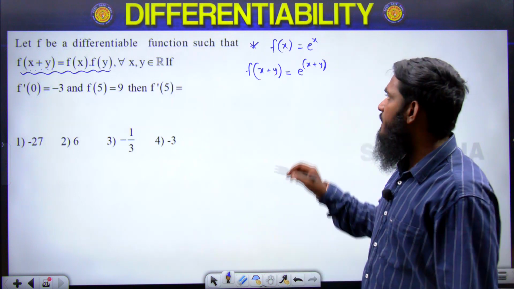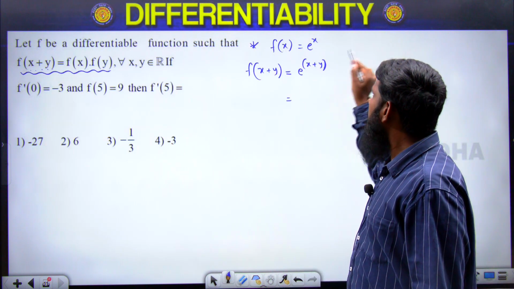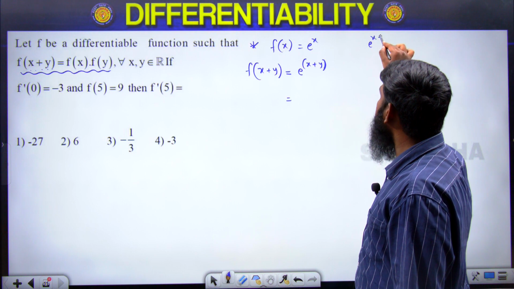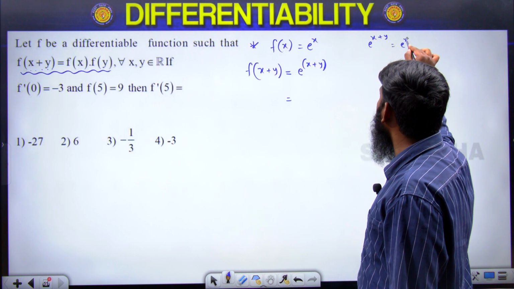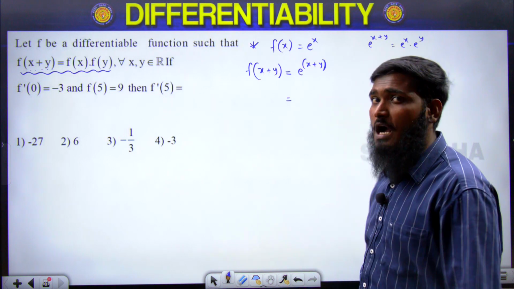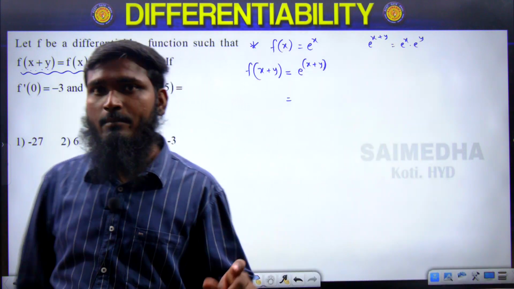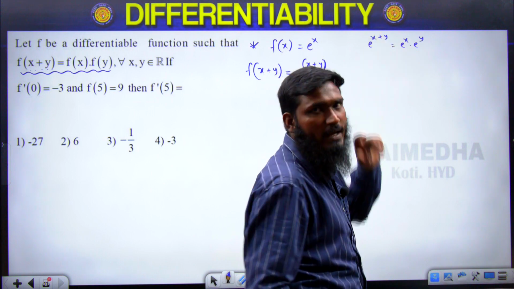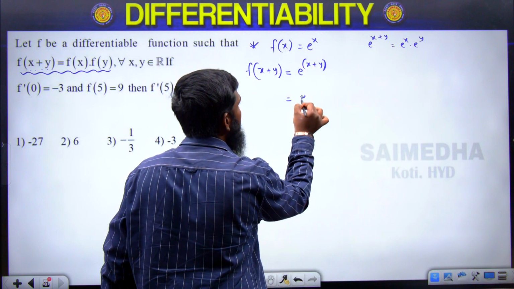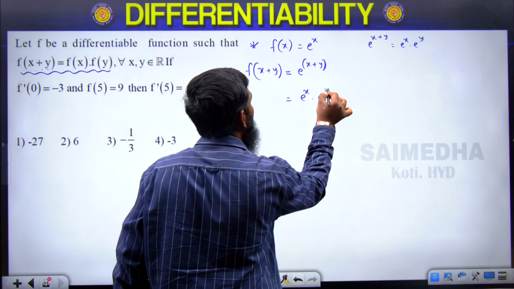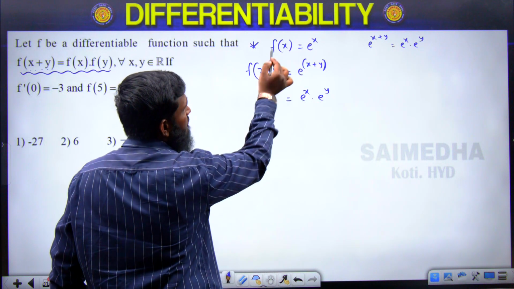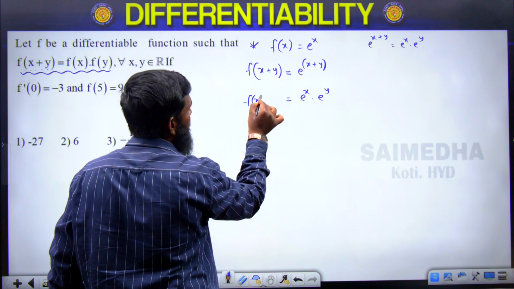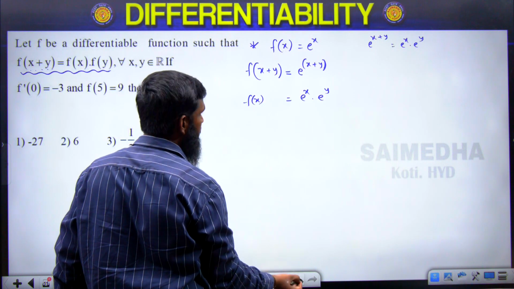Now what we can do, listen here carefully. So this part we are writing as e power x plus y, means we can write it as e power x into e power y. How we can write? Bases are same in multiplication, powers should be added. So we have written this one, e power x into e power y. So e power x means what we are having? f of x. Yes or no? Let us write this part first.